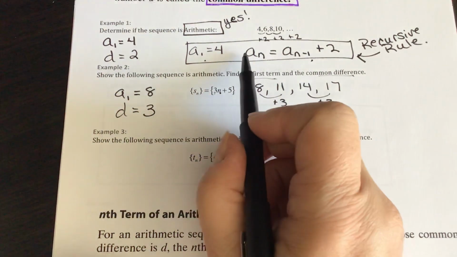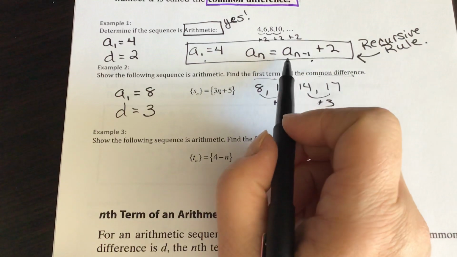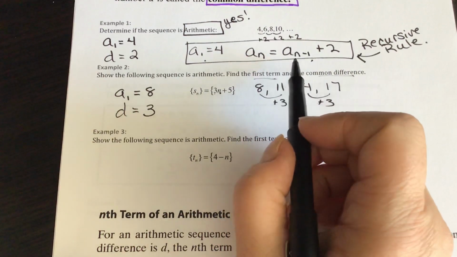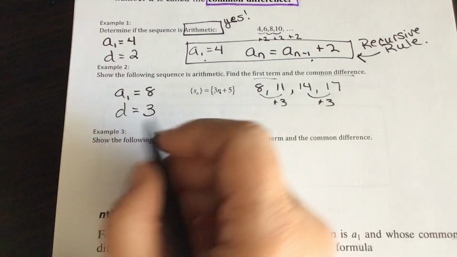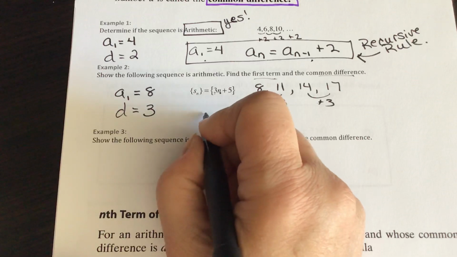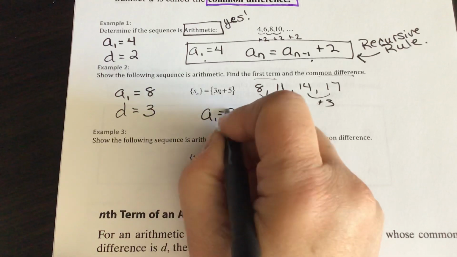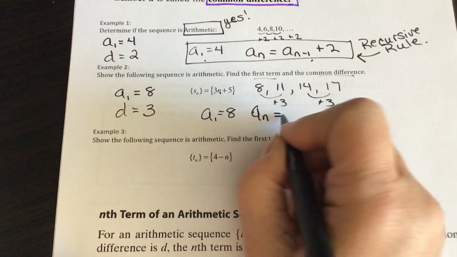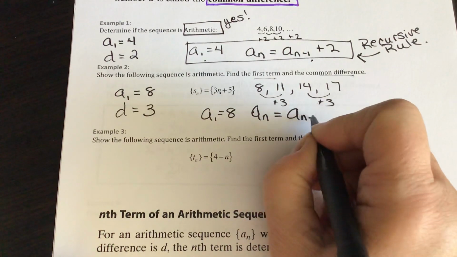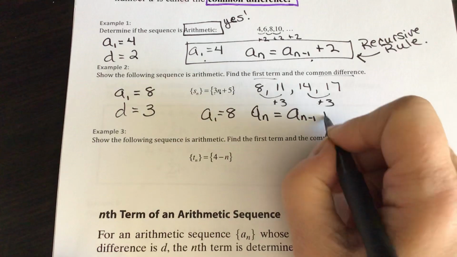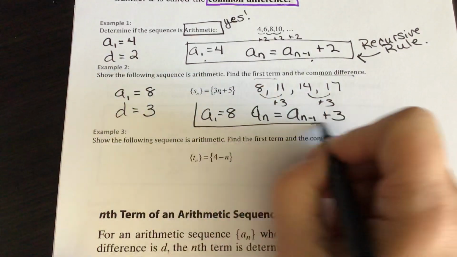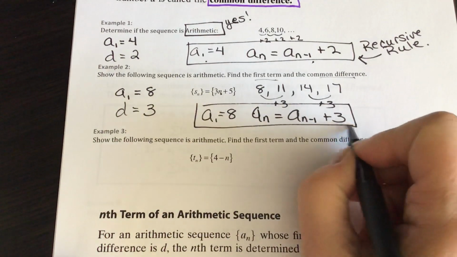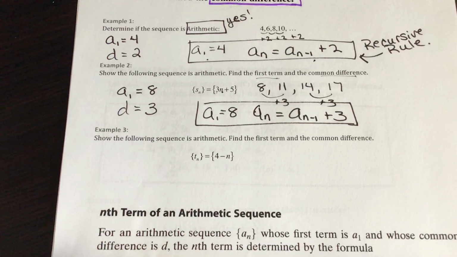Now, if I wanted to write the recursive rule, it didn't ask us to here, but I think you will have to in your assignment. My recursive rule would be, I start with 8, and then to get to the next term, I have to look at the previous term and then add 3. And this is my recursive rule.